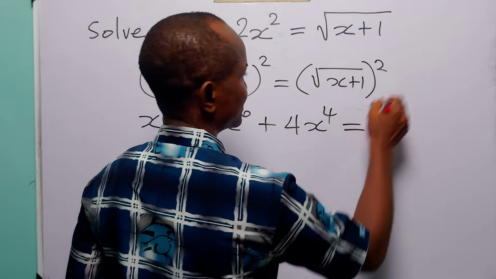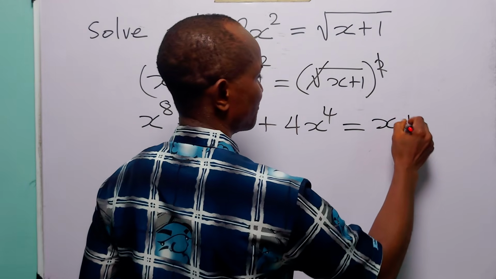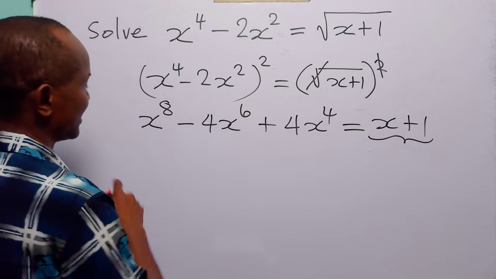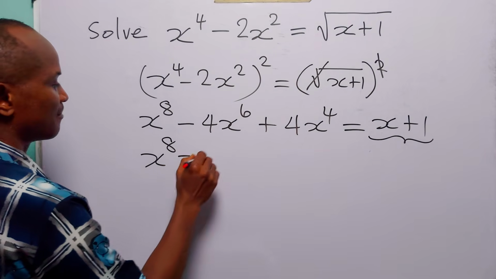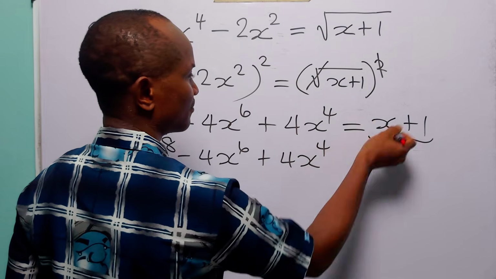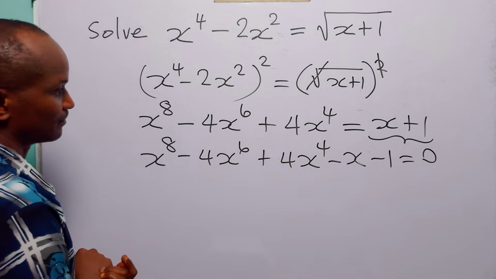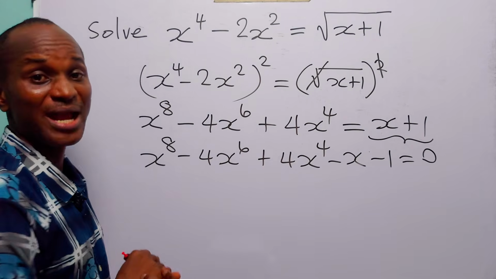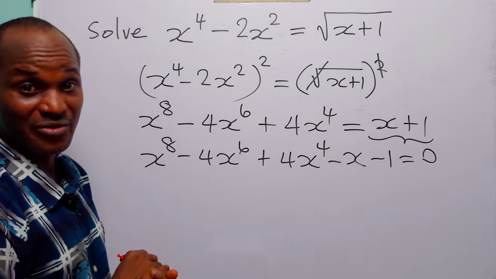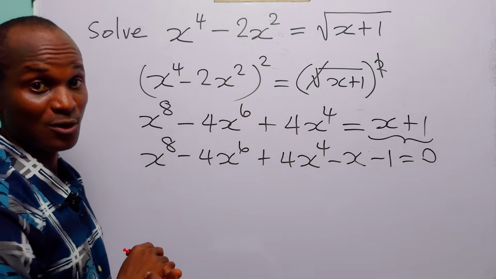And of course, on the right, the square is going to cancel the square root, leaving us with x plus 1. Now, when we move these two terms over to the left-hand side, we have x^8 - 4x^6 + 4x^4 - x - 1 = 0. Now, solving this polynomial equation is going to be a headache, but luckily for us, there's a very easy way of solving this equation without squaring both sides of the equation.